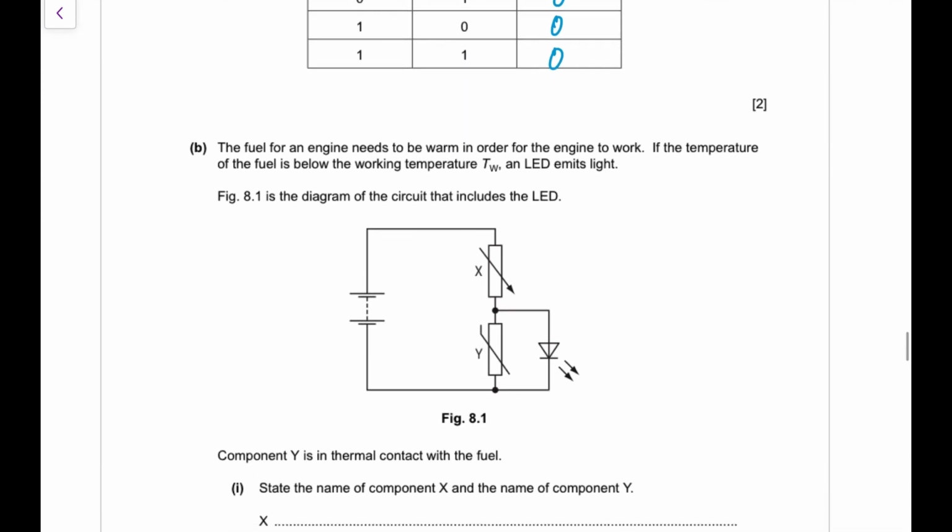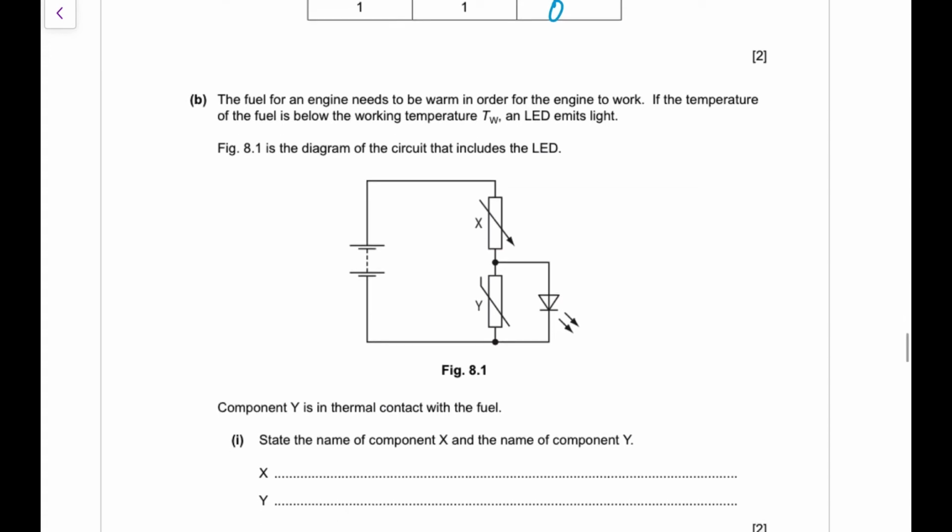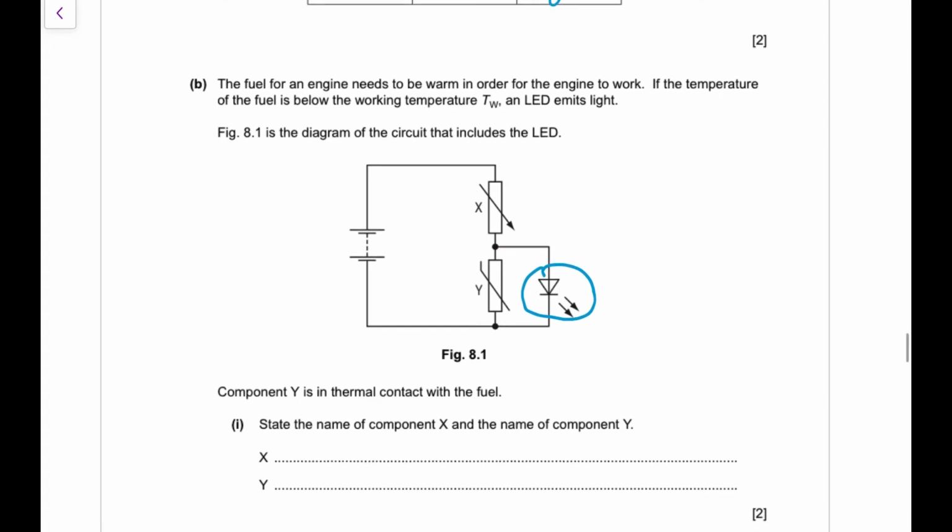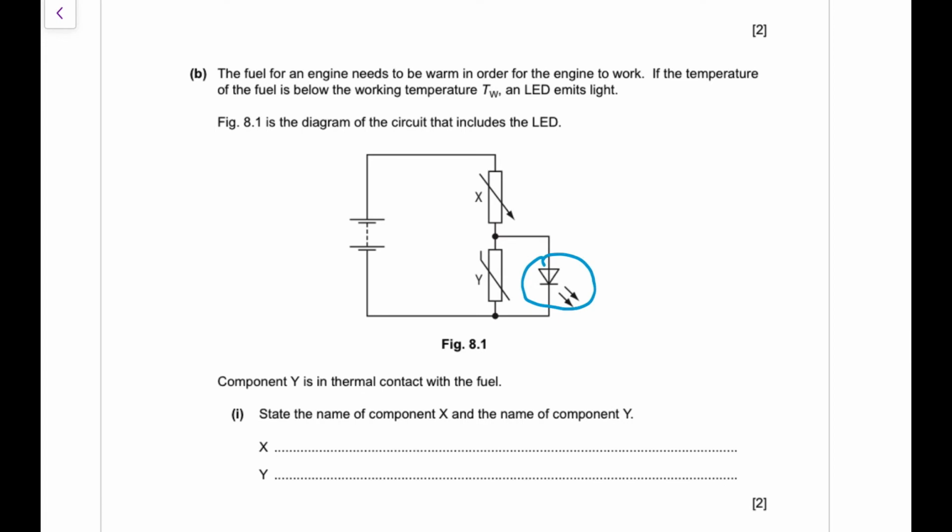B. The fuel for an engine needs to be warm in order for the engine to work. If the temperature of the fuel is below the working temperature, an LED emits light. LED is over here. This is a light emitting diode which will light up when current flows through it. Figure 8.1 is the diagram of the circuit that includes the LED. Component Y is in thermal contact with the fuel. 1. State the name of the component X and the name of the component Y. X is a variable resistor, also known as a rheostat, and Y is a thermistor.